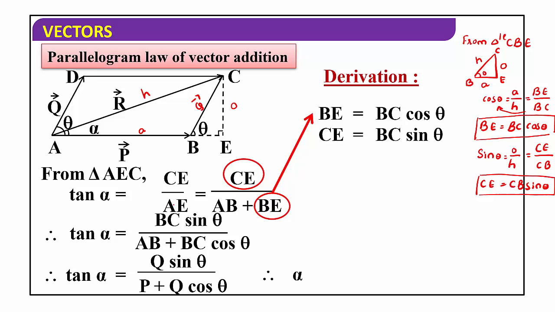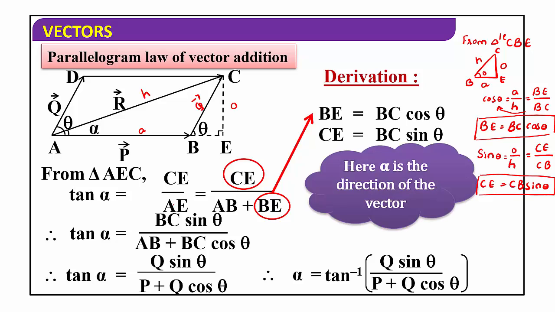So therefore, we want the value of alpha. Alpha equal to, this tan we can take on RHS side, it will become tan inverse. Alpha equal to tan inverse of Q sin theta divided by P plus Q cos theta. So this is an expression for direction of two concurrent coplanar vectors. We derived magnitude as well as direction of two concurrent coplanar vectors. Here alpha is direction of the vector.